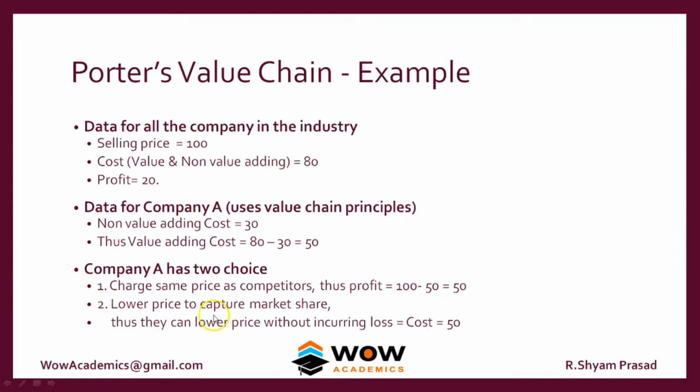Another option is lower the price. For example, they can lower their price to how much? See, they can lower price without incurring a loss. So their actual cost is only 50 because they have cut down all the non-value adding activities and costs. So this company can effectively reduce their price even to 50, but other companies in the industry cannot reduce below 80. So that's a kind of a problem for them. Because of using this strategy, this company's sales will be higher. They can capture the market easily. At one point of time, they can slowly buy out their other competitors also.